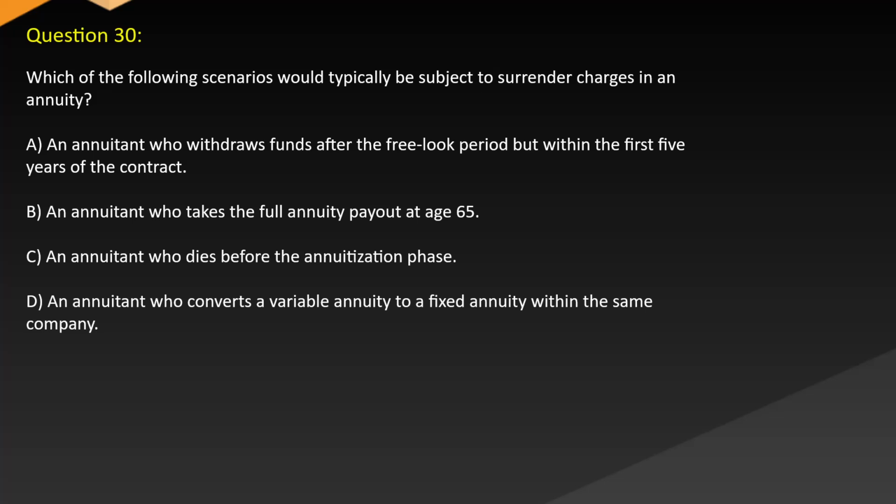Question 30. Which of the following scenarios would typically be subject to surrender charges in an annuity? A. An annuitant who withdraws funds after the free look period but within the first 5 years of the contract. B. An annuitant who takes the full annuity payout at age 65. C. An annuitant who dies before the annuitization phase. D. An annuitant who converts a variable annuity to a fixed annuity within the same company.